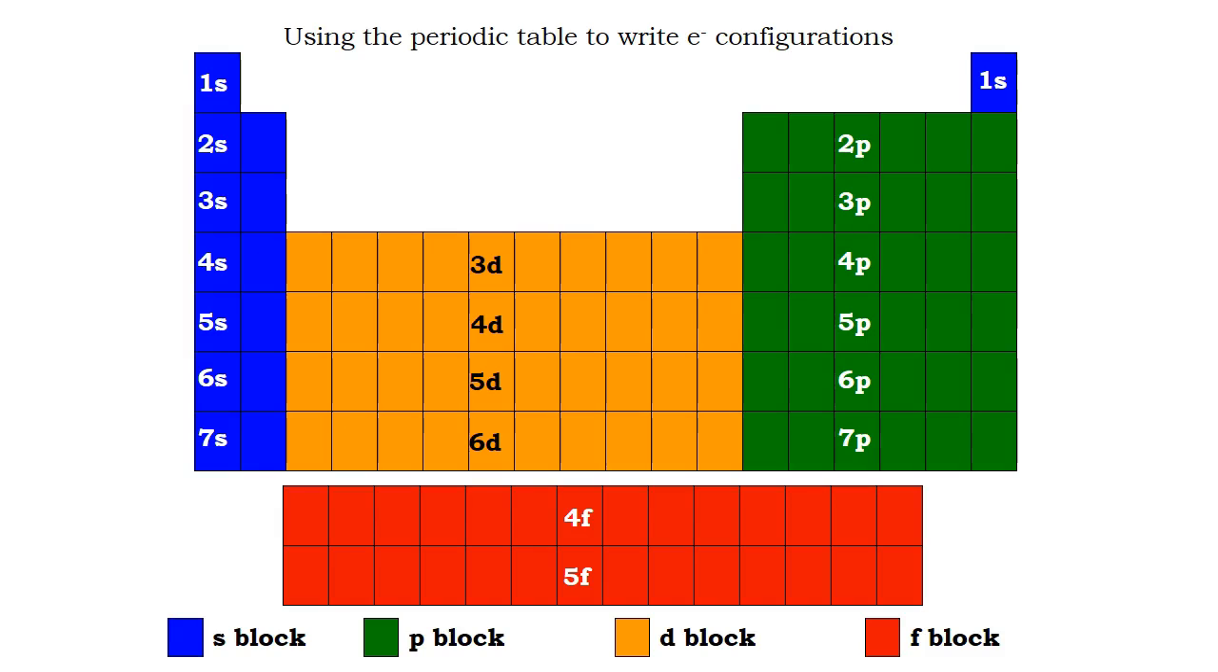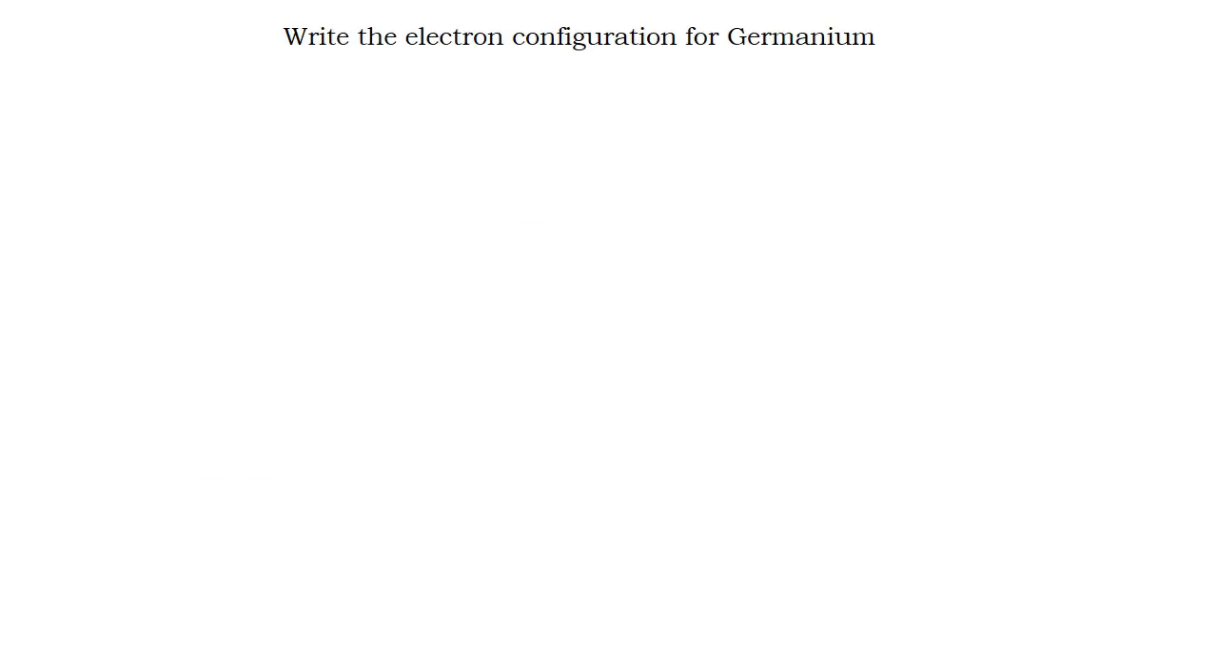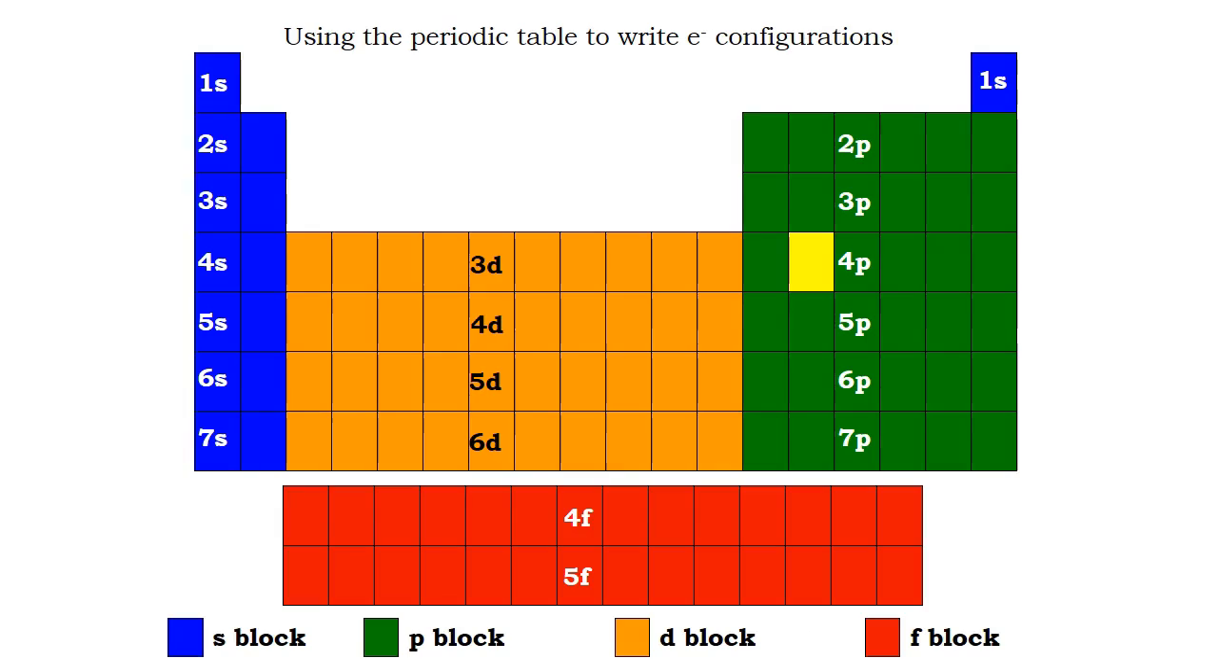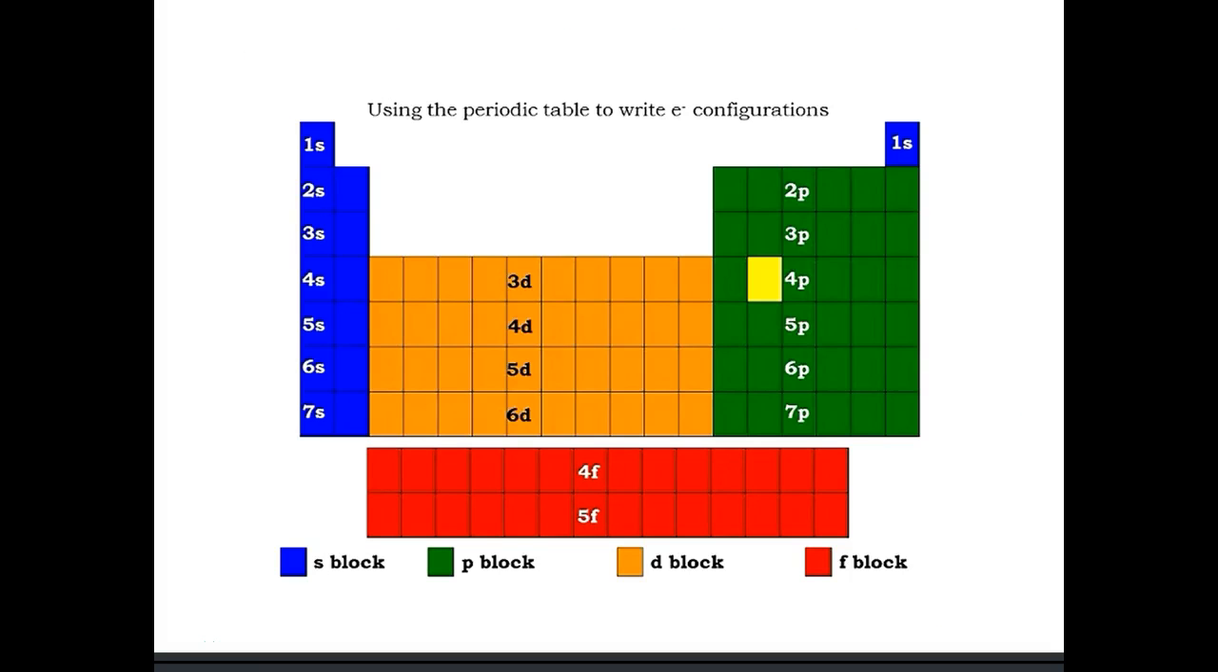Okay, so then we'll write the electron configuration for germanium. Germanium is here on the periodic table. So when we think about the different blocks, that's here. Germanium is in that spot that's shown in yellow. So we're going to use the periodic table to write that electron configuration. Here is our problem, and what we're going to do is start with the spots on the table.